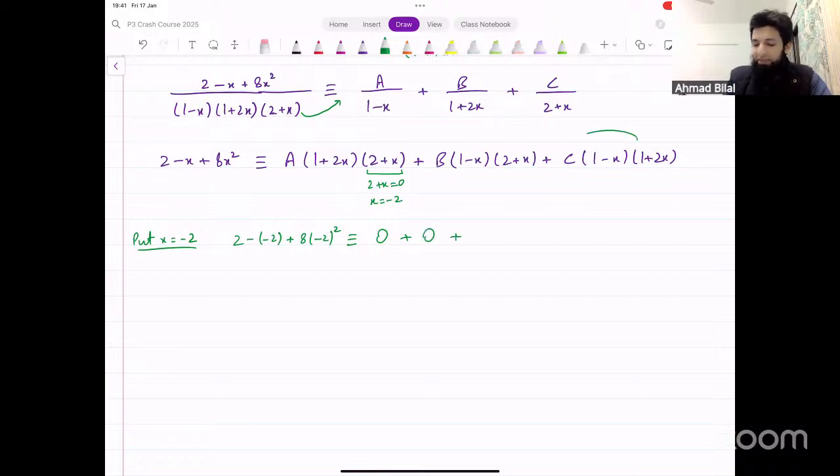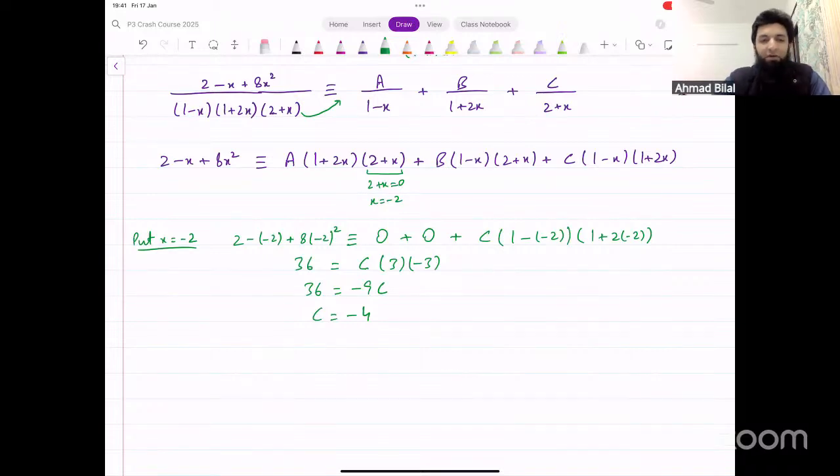Then now we're just left with the last one, and that is c into 1 minus minus 2. And the second bracket is 1 plus 2 into minus 2. Simplify this, and that gives you 2 plus 2, which is 4. 4 plus 32, 36 on the left side, and on the right side, we have c into 1 plus 2, which is 3. 1 minus 4, which is minus 3. That is negative 9c equal to 36. And the value of c turns out to be minus 4. That's the first value that we were looking for.